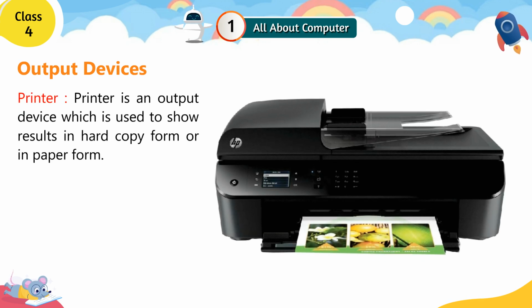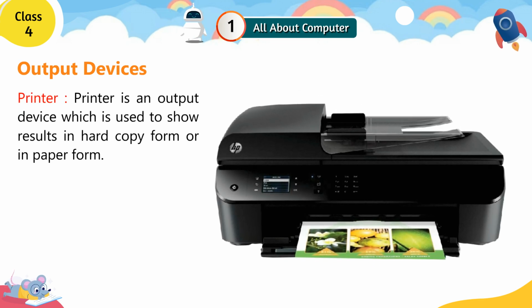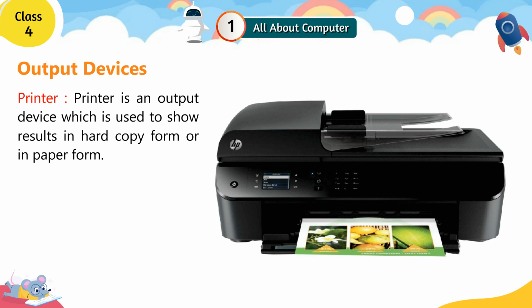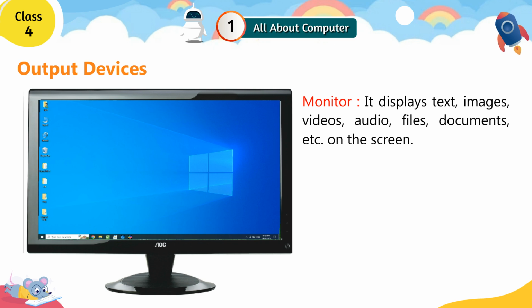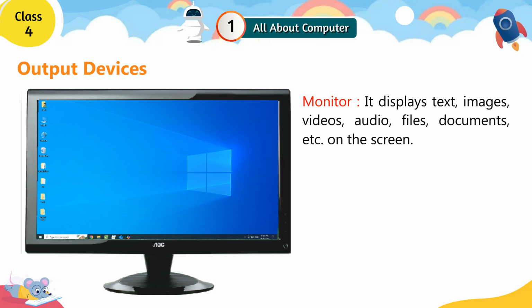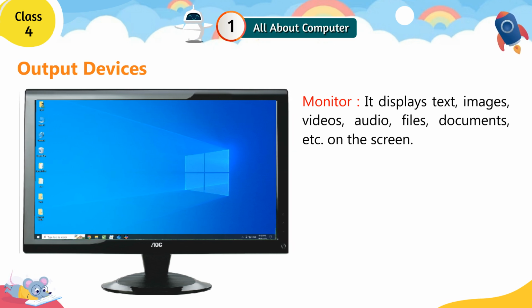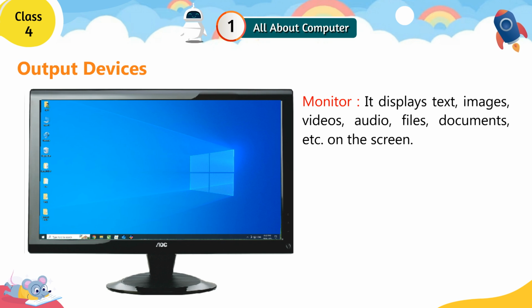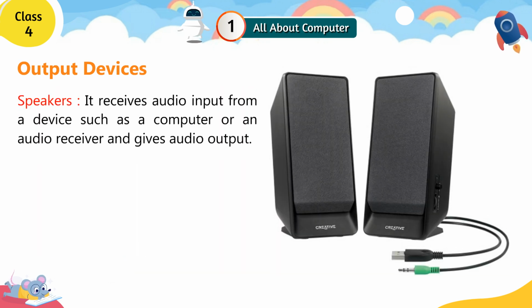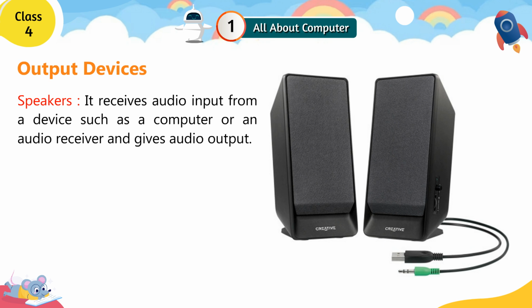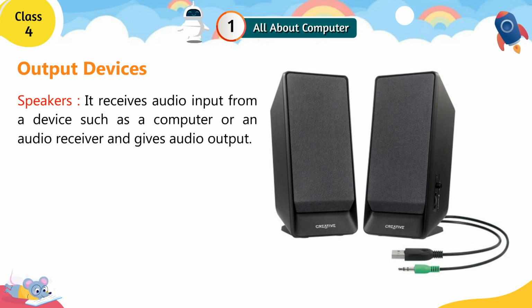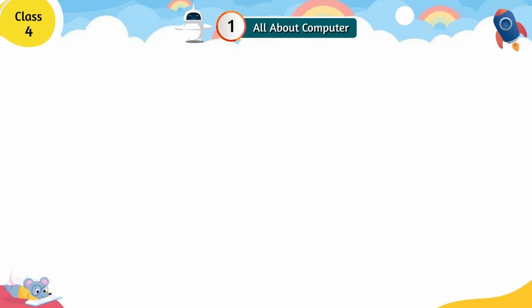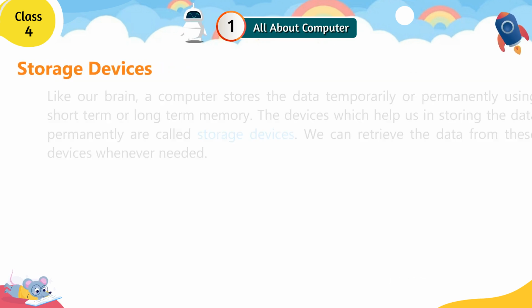Printer. Printer is an output device which is used to show results in hard copy form or in paper form. Monitor. It displays text, images, videos, audio, files, documents, etc. on the screen. Speakers. It receives audio input from a device such as a computer or an audio receiver and gives audio output.